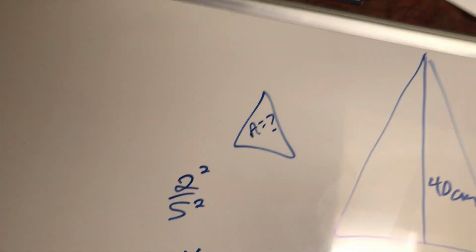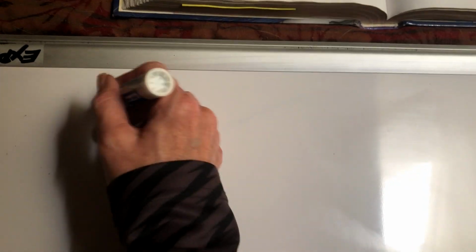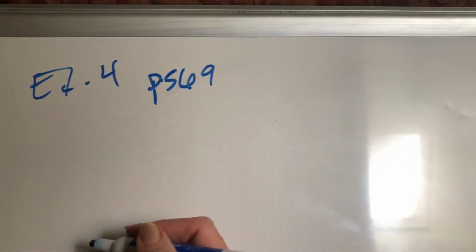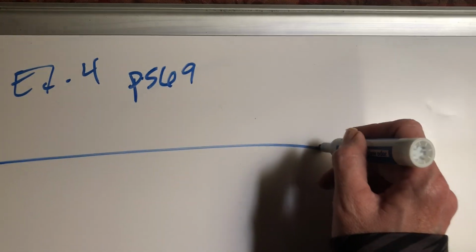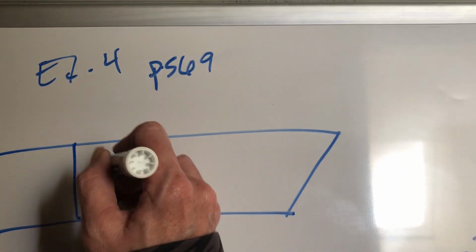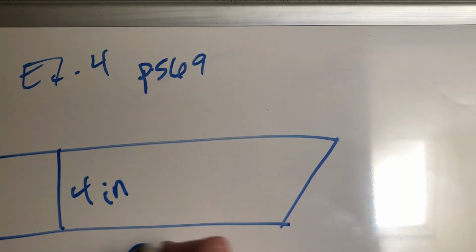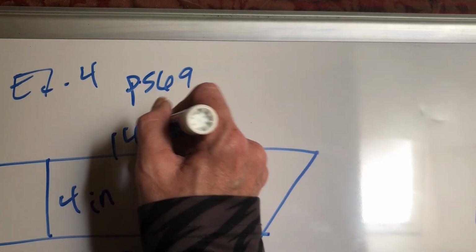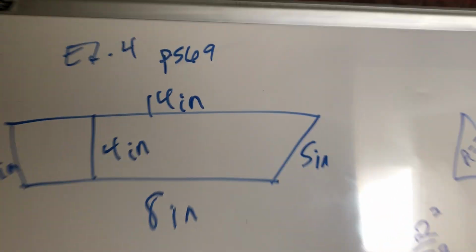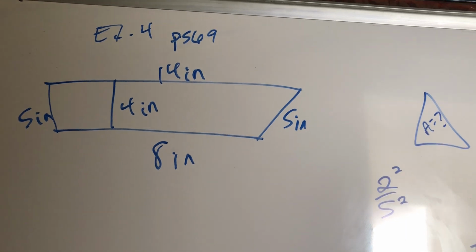So then the last one I'm going to talk about is example 4 on page 569 in your book, where you've got this trapezoid. So we're going to draw the trapezoid. The height of the trapezoid is 4 inches. This is 8 inches. This is 14 inches. 5 inches and 5 inches. Okay, so there's the trapezoid. It gives it to you in the book.